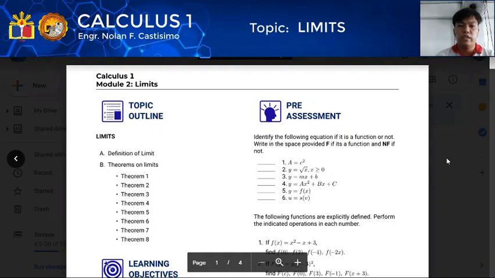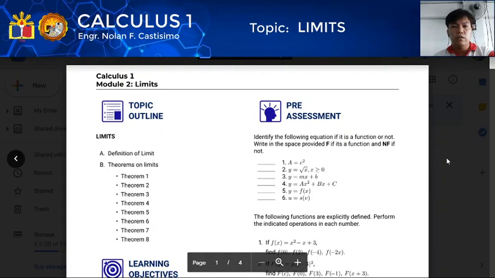Okay, so good day class. Our topic right now is about limits. Limits will be our module 2 in Calculus 1. Hopefully meron na kayong idea sa previous na topic natin which is functions. Na-discuss natin yung about functions. We defined it, function notation, and finding roots of a function.